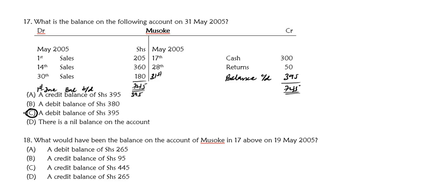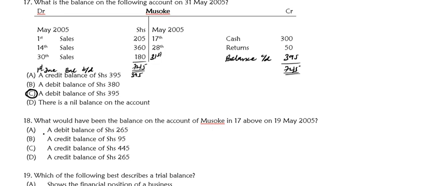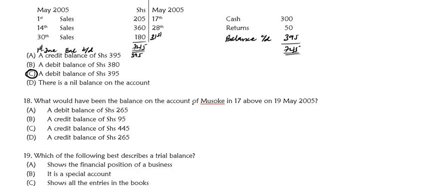Always the side which is greater or which is bigger. If the debit side is bigger, always on an account, then that account has a debit balance. If the credit side is bigger, then the account will be having a credit balance.